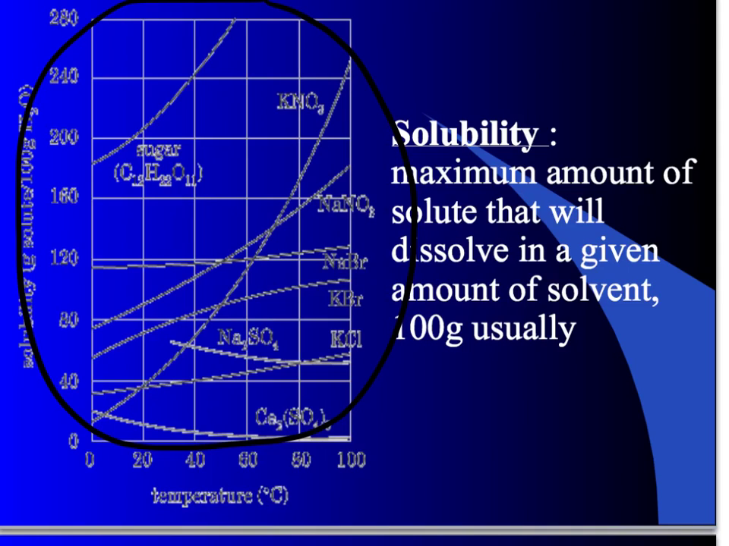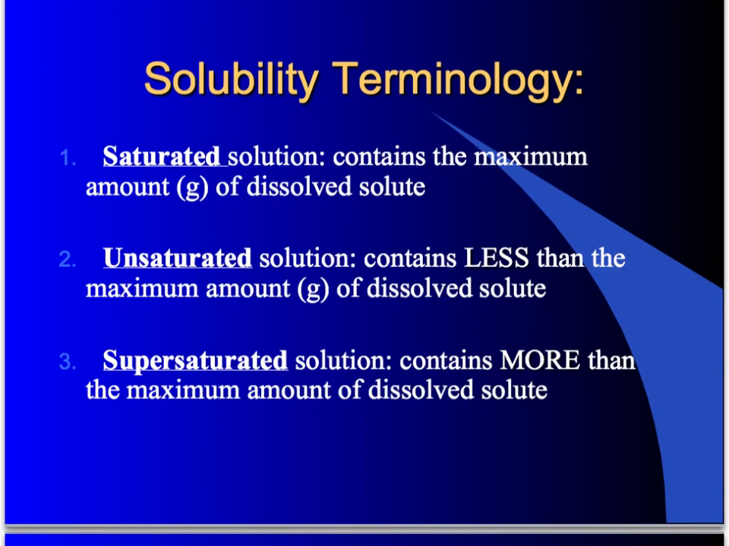Then, plotting the solubility against the temperature, you can make graphs like the one here that show different compounds and their solubilities and how those solubilities change as you add heat to them. Some solubility terminology that you need to know is saturated, unsaturated, and supersaturated. A saturated solution is one that contains the maximum amount of the dissolved solute. An unsaturated solution contains less than the maximum amount of the dissolved solute. And this one's a little tricky, but the supersaturated solution contains more than the maximum amount of the dissolved solute.